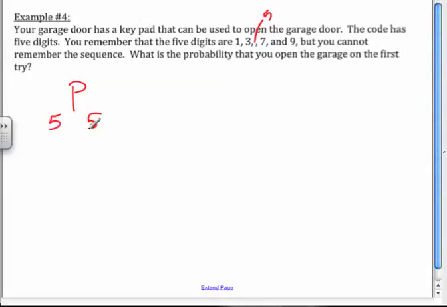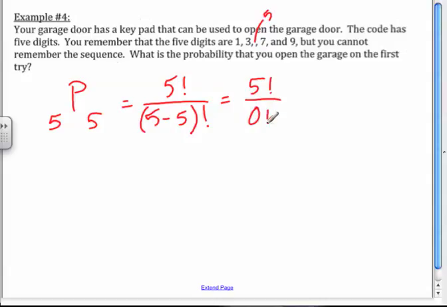Right? Exactly. They're both 5 because there are 5 digits and I'm going to use all 5 of them. Okay? I just don't know what order they come in. So let's find out how many different orders there are. Eric, what goes on the top of this fraction? 5 factorial. Excellent. Okay. And then on the bottom, Benny, what do I write inside those parentheses? 5 minus 5. And when I simplify, I'm going to get 5 factorial over 0 factorial.